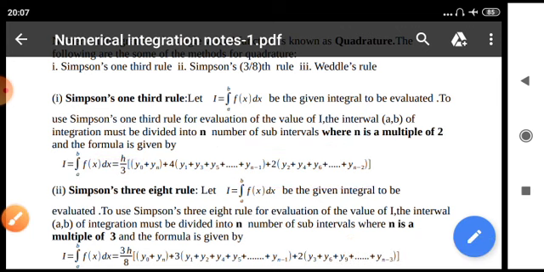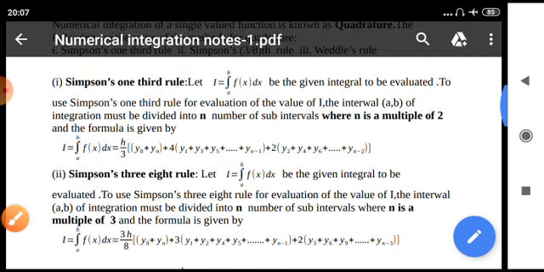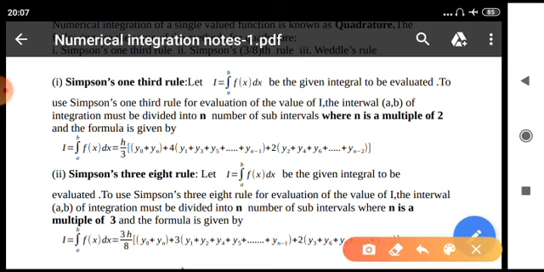Now, the second one is called Simpson's 3/8 rule. Here also same thing. Let I equal to integral from a to b f(x) dx be the given integral to be evaluated. To use Simpson's 3/8 rule for evaluation of the value of I, the interval ab must be divided into n number of subintervals where n should be a multiple of 3. Again, students, you have to remember, to use Simpson's 3/8 rule, n should be a multiple of 3.